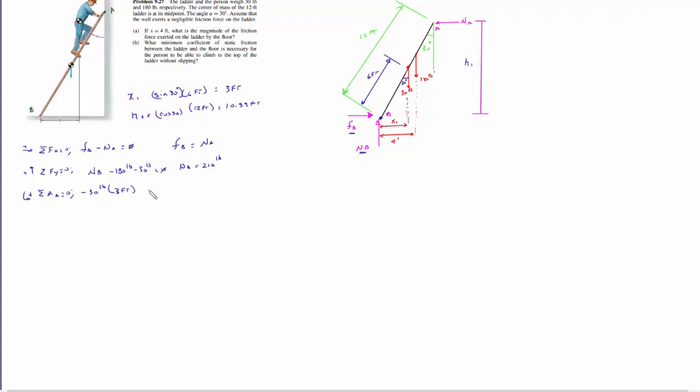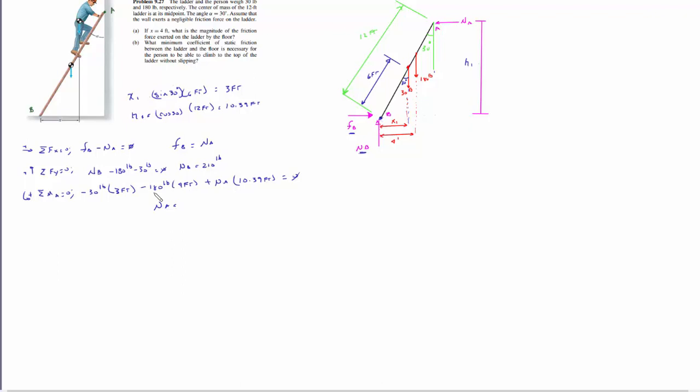And we've got this 180 pounds, which is also going to be going clockwise, and that distance was given at 4 feet. And then we have this normal at A rotating clockwise, so that's going to be normal at A times the height of H1, which we computed to be 10.39 feet. So let's go ahead and solve, and let's plug this into our calculator, see if I got this right.